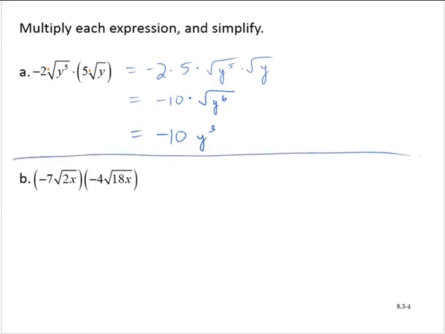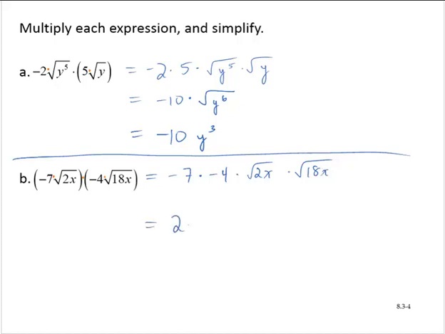Exercise B. We have negative 7 times the square root of 2x multiplied by negative 4 times the square root of 18x. Again, we have several implied multiplications here. And so since we do have all these multiplications, we can rearrange using the commutative property to negative 7 times negative 4 times the square root of 2x times the square root of 18x.